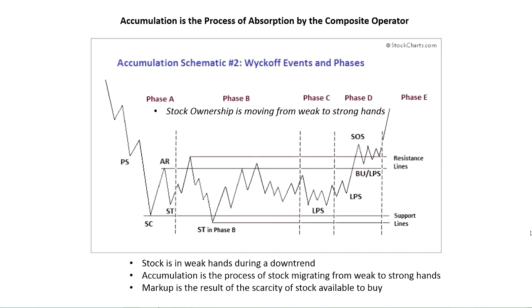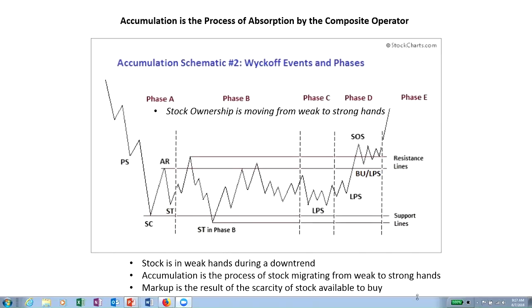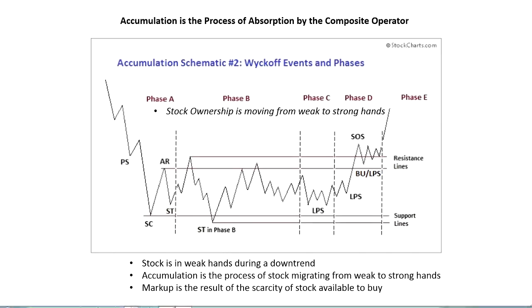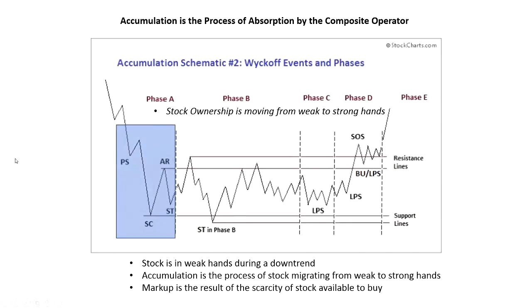Here is one of our schematics, which I'm sure many people are familiar with. These are the areas we've talked about. This area, the stopping action of the decline, I'm not going to go there today. And then the process of accumulation, which takes place over a period of time, which can be months to years. The accumulation process ultimately completes over here when we get into phases C and D.